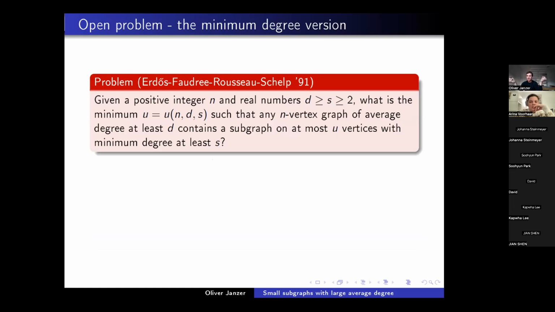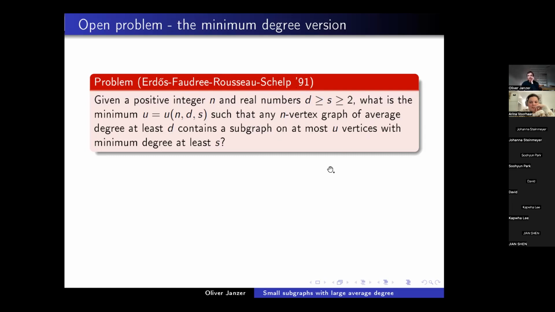That should be somewhat harder, of course, because maybe the average degree is 10, but the minimum degree is less than that. It's a question that had been considered already by Erdős in the 90s. So it's definitely something people care about. So how small can the subgraph be?